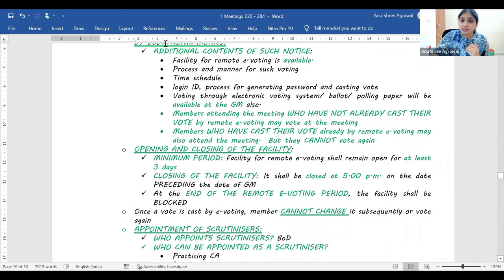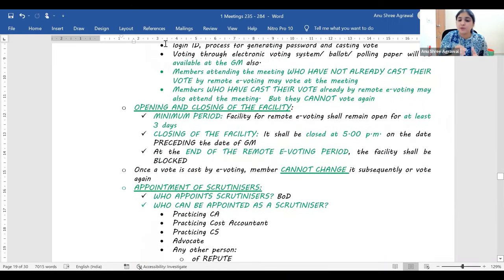Okay, now this electronic voting period should be open for how many days? It should be kept open for at least minimum 3 days. And when should we close it? We should close it on the preceding day at 5 p.m. Once we close it on the preceding day 5 p.m., nobody should be able to cast their vote electronically after that.